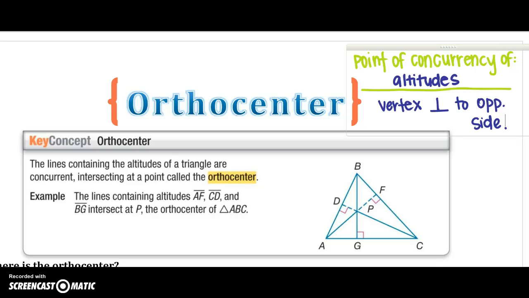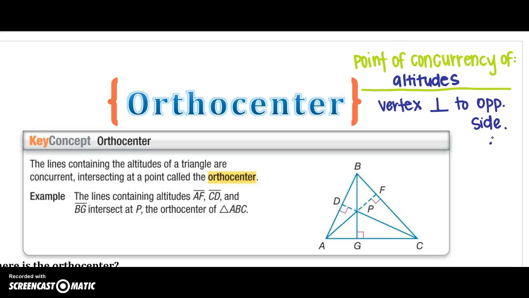All right, we are going to continue with the orthocenter. Remember, in the last part of this video we talked about the centroid. Now we're going to go a little deeper into the orthocenter. Just as a reminder, this is the point of concurrency of our altitudes.